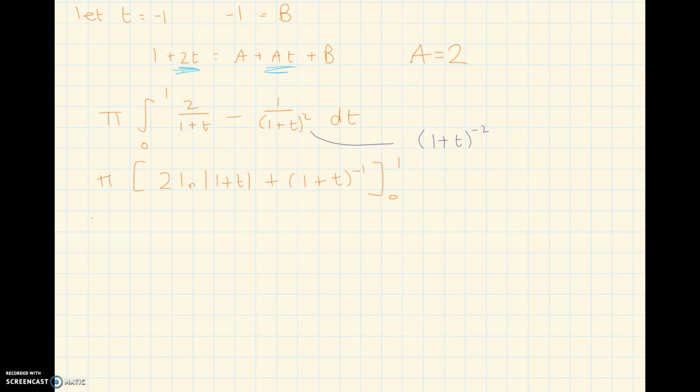And if I put in my limits, that's going to be the same as 2 log, if t is 1, that becomes log 2, plus, that becomes 2 to the power of minus 1, so that's 1 over 2 to the power of 1, that's a half, minus 2 log 1, plus 1, if I put in 0. Remember, log 1 is just 0, so then I'm going to have pi times 2 log 2, I've got a half here, minus 0 plus 1, so a half minus 1, that'll be minus a half.